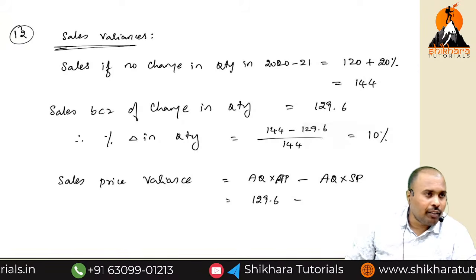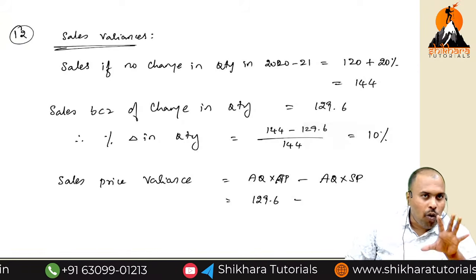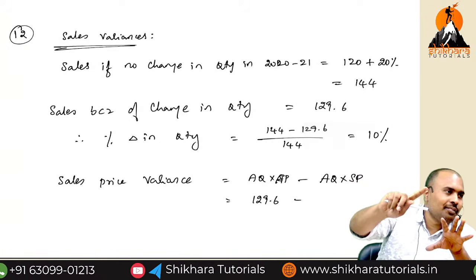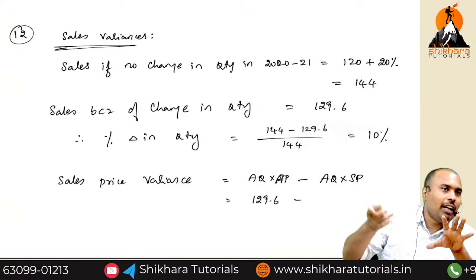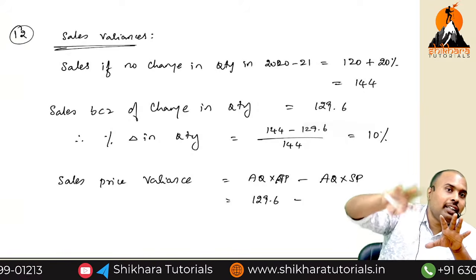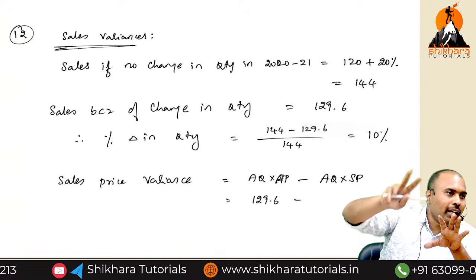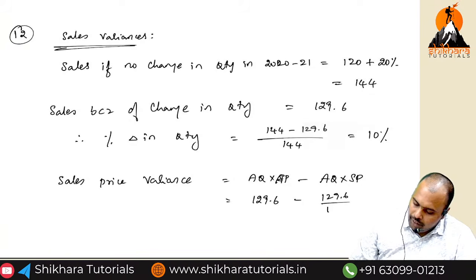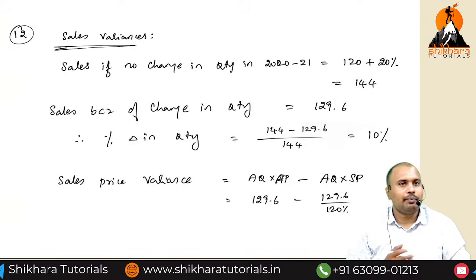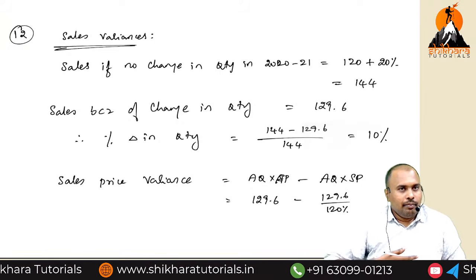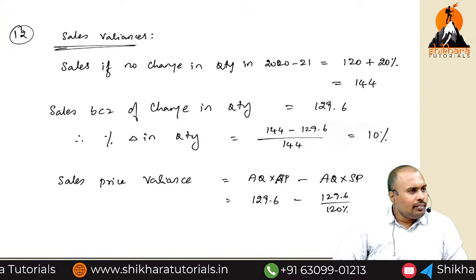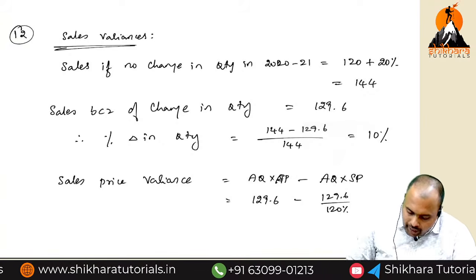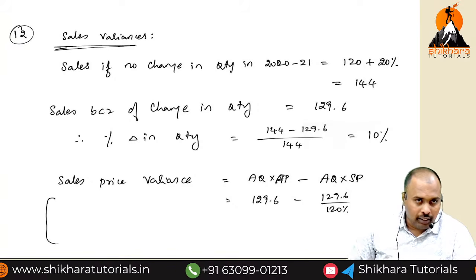What is AQ into SP? What does it actually mean? For the actual quantity, if the selling price had not changed, what might the sales be? That's nothing but 129.6 divided by 120%. Agree, sir? Okay, let me write this out to help you understand.